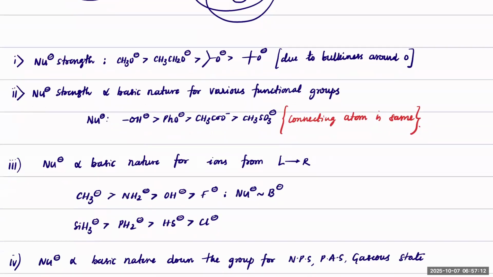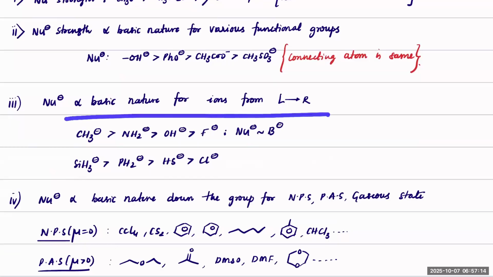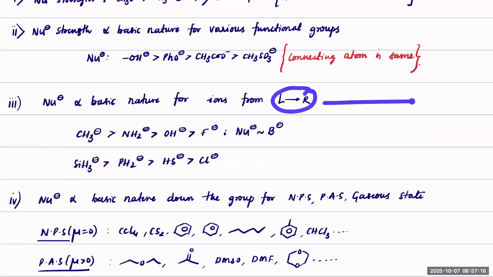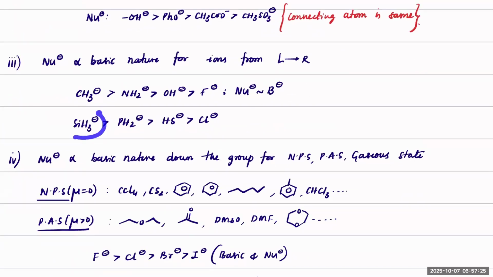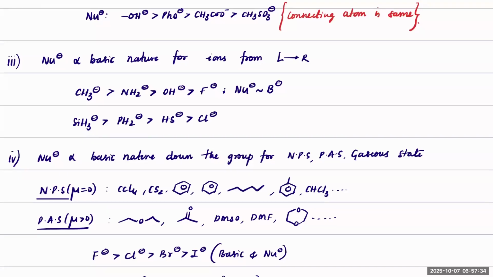Got it? And nucleophilicity is also proportional to basic strength if you go from left to right in the periodic table. That is, CH3 minus till F minus. Both nucleophilicity and basic nature will follow the same trend. SiH3 minus will be the same as PH2 minus, SH minus and Cl minus, that is, from the next period elements.